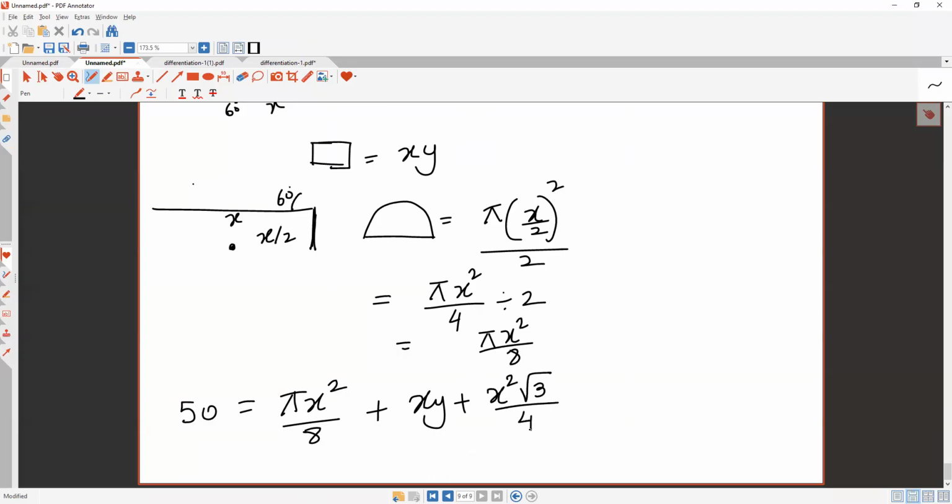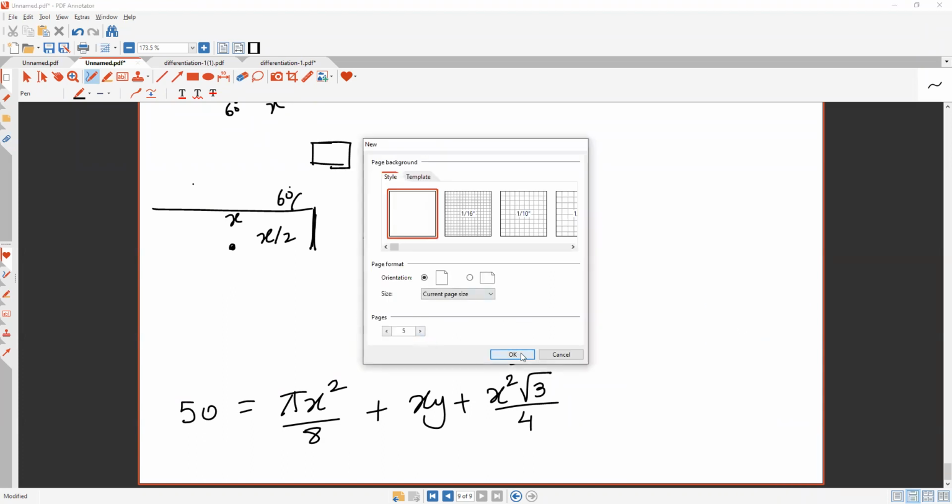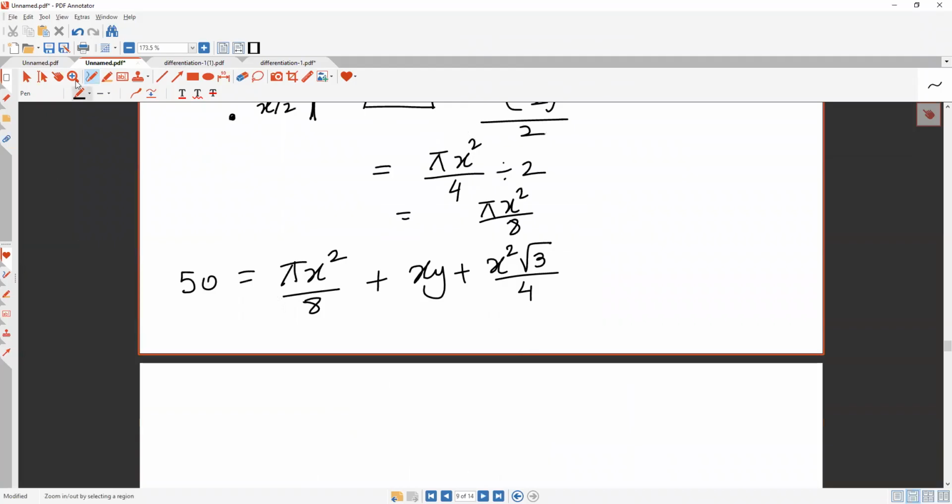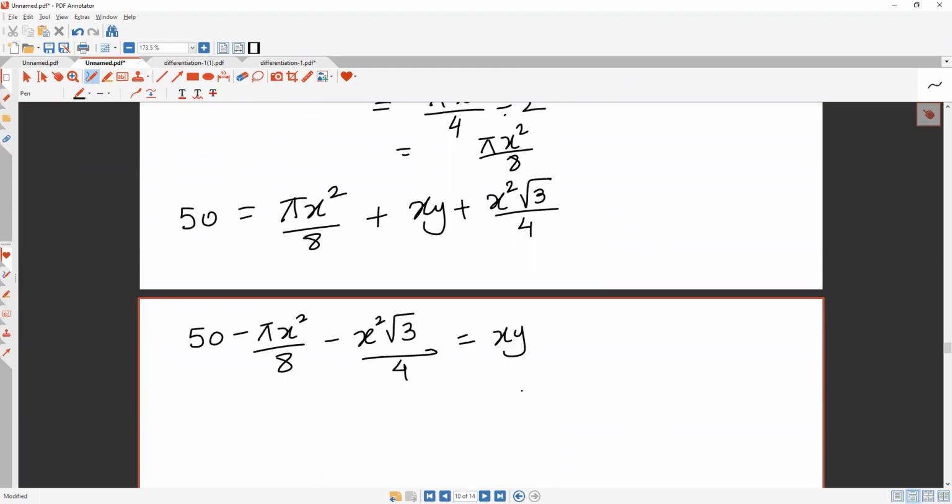Fine. What do I have to do with this? I have to simplify. For some reason I have to make y the subject of the formula. Okay, let me append the pages then. Bring everything together. 50 minus pi x square by 8, then minus x square root 3 by 4 is equal to xy. So divide everything by x. If I divide everything by x, 50 by x minus pi x by 8, because x and x get cancelled, x root 3 by 4.